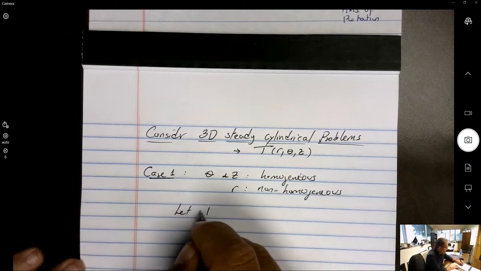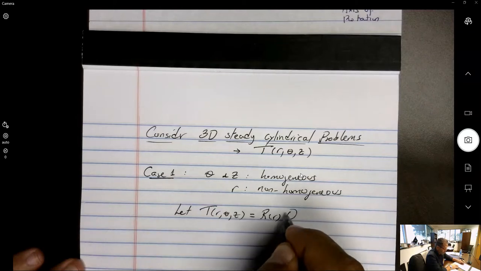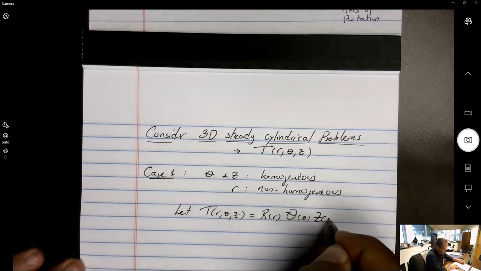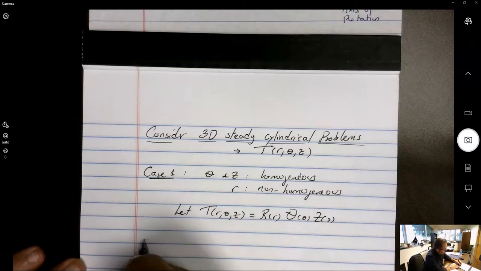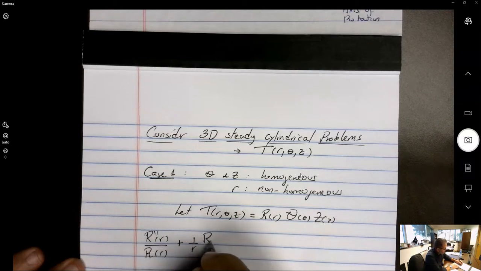Again, as always, we'll let T of r, theta, and z be equal to R of r, Theta of theta, Z of z, and R double prime of r. This is what the resulting governing equation would be. Remember, we're solving the Laplace equation, but now it's in 3D cylindrical.